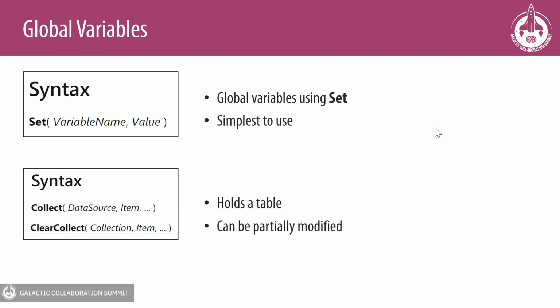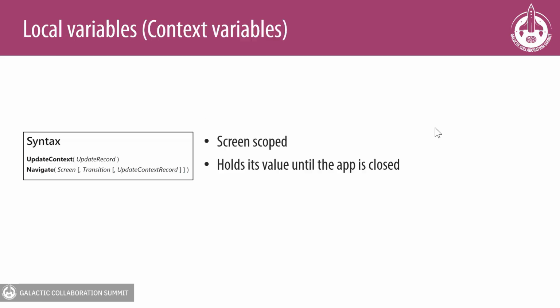The second one is Collect or ClearCollect, and this holds a table that can be referenced from anywhere in the app as well, allows the contents of the table to be modified instead of just setting the whole variable, and can be saved into a local device for later use as well. And that's what I mean by can be partially modified: instead of setting the whole variable, you could just modify a piece of this table or a record in this table.